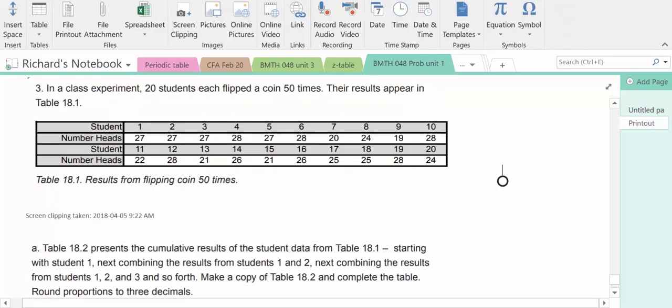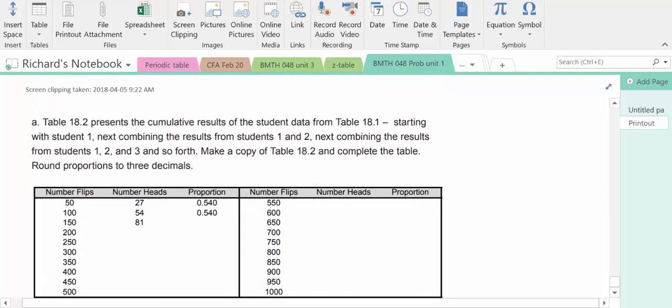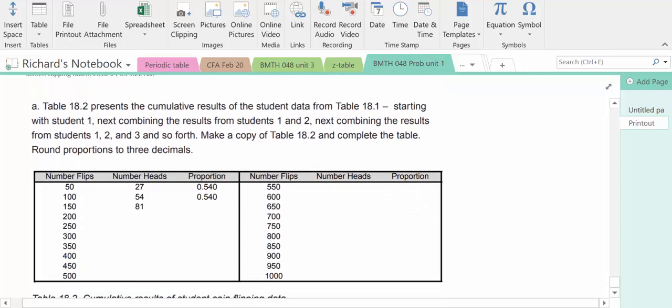So there's a class experiment. Students flip a coin 50 times. So they got some results in a table, 20 students. And then what we're asked to do is, since students have been flipping these coins, we're asked to figure out the proportion of heads depending on the number of flips.